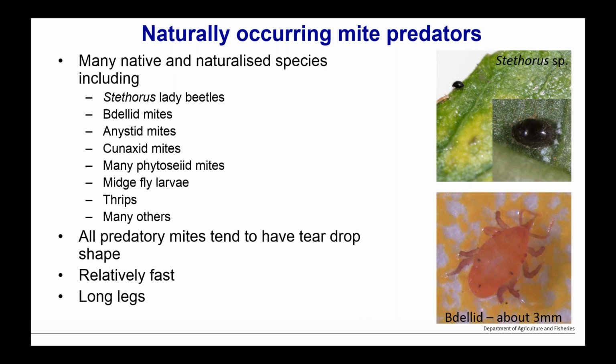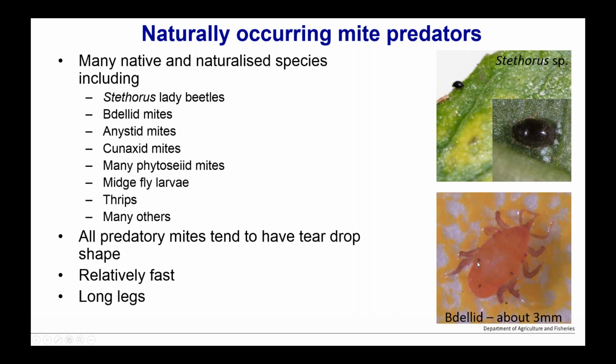Now on to naturally occurring mite predators. So these are predators that may feed on various different groups of mites. Stethorus is a lady beetle that's about 1 to 2 millimetres. It feeds only on spider mites. Both the adults and the larvae only feed on spider mites, and they can be quite voracious. So if you have these sorts of things present, you want to conserve them if at all possible.